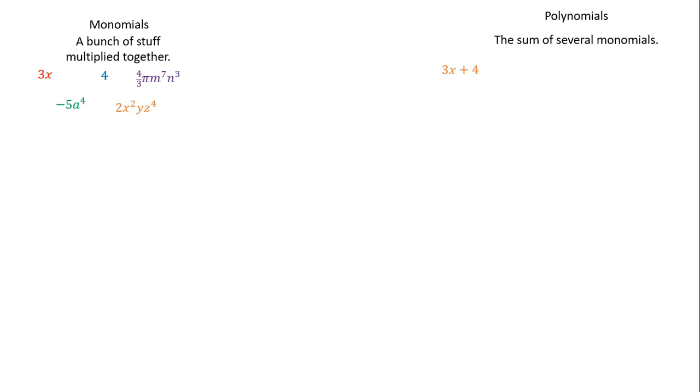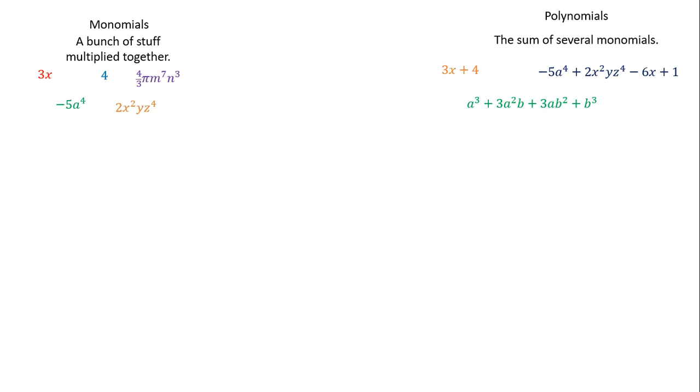3x plus 4. Negative 5a to the fourth plus 2x squared y z to the fourth minus 6x plus 1. That's a polynomial. That's an ugly polynomial. We won't get all that many of those once we get into the chapter. Today you'll have some, because today we're just kind of playing around with them. But that one is definitely uglier than what we'll be dealing with, typically speaking.